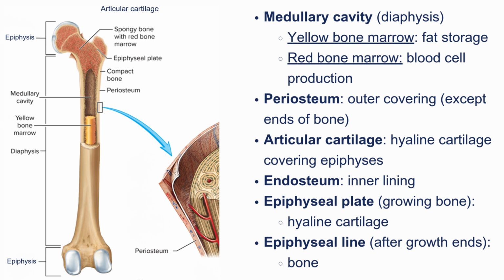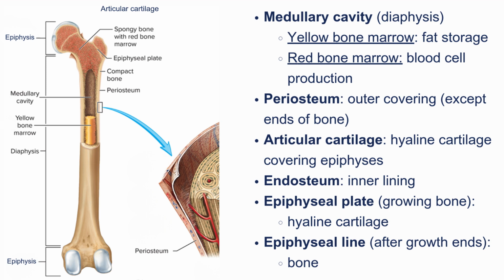The periosteum, peri for around, ost meaning bone, is a tough connective tissue that covers the outer surface of the bone, except at the ends. It protects the bone, anchors tendons and ligaments, and supports growth and repair.